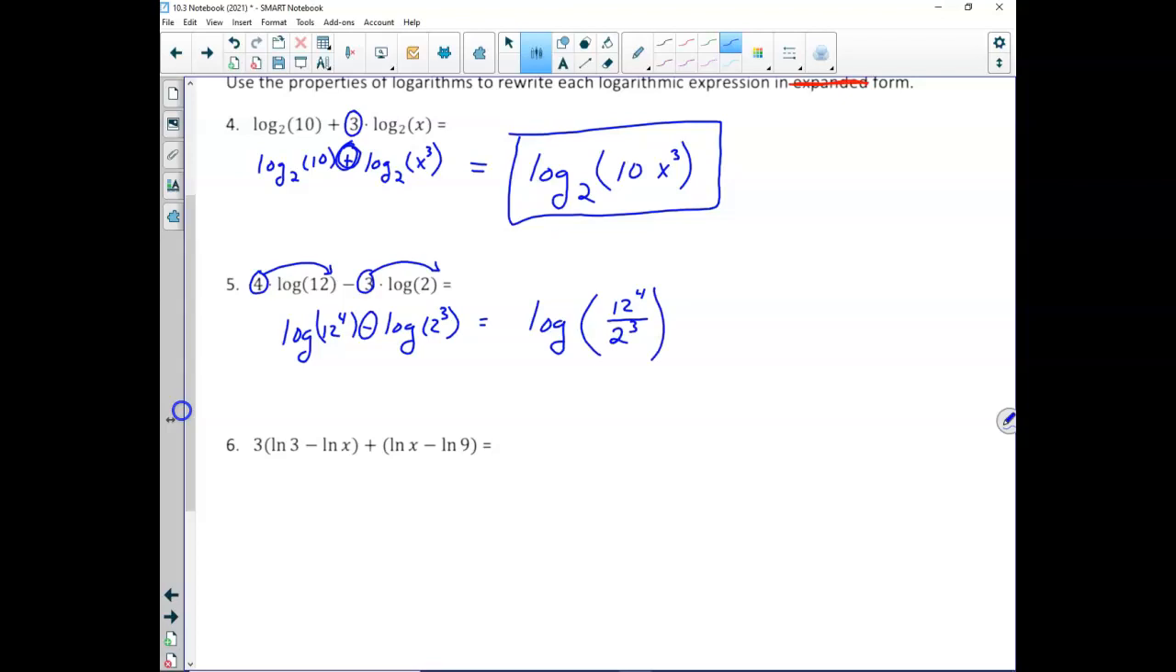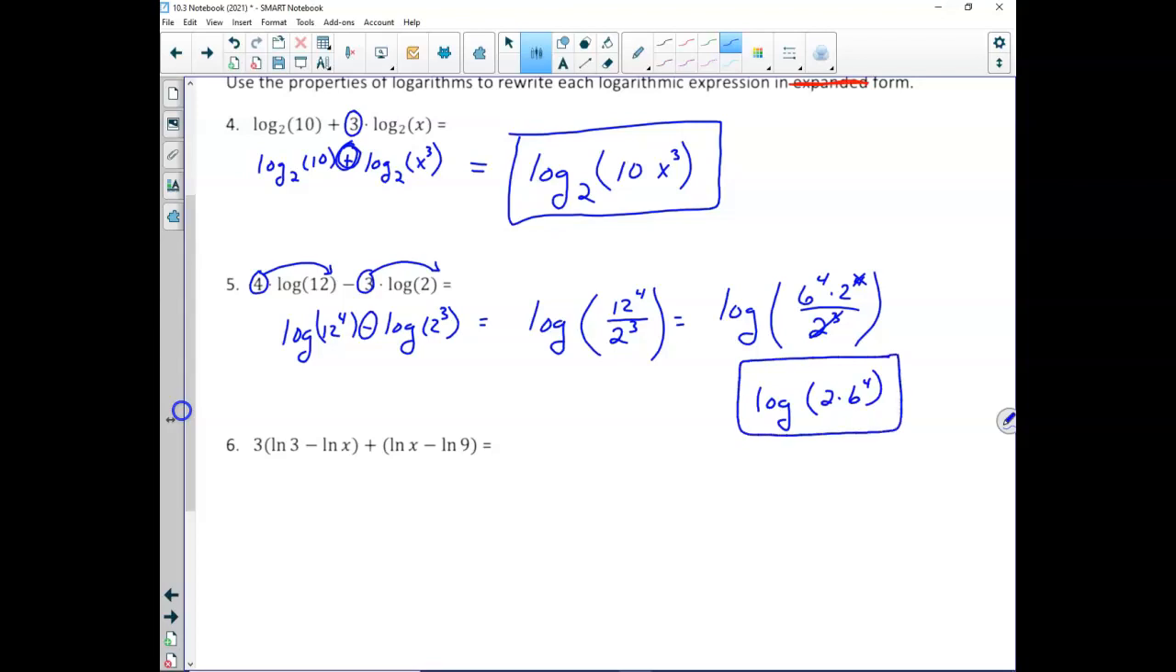12 to the 4th is a pretty good size number. I really don't want to do that. So I'm going to look at this as a log, and I'm going to look at that 12 as 6 times 2. I'm going to think of that as 6 to the 4th times 2 to the 4th divided by 2 to the third. Okay? And I can see these get rid of 3 of those, so there's only one of those left. So this is actually going to equal a log of 2 times 6 to the 4th. Boom. And it's kind of simplified there, right?